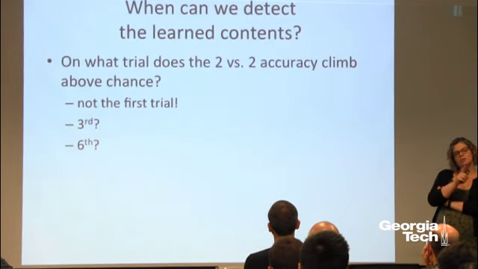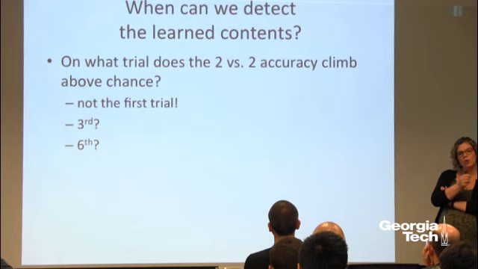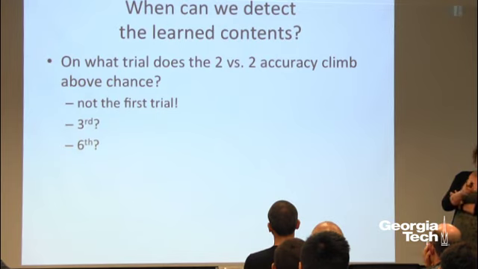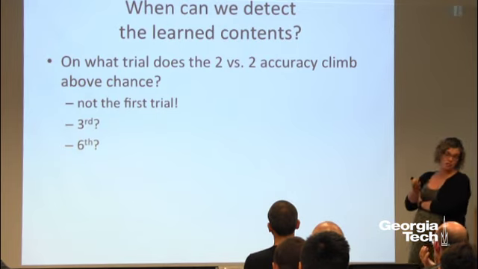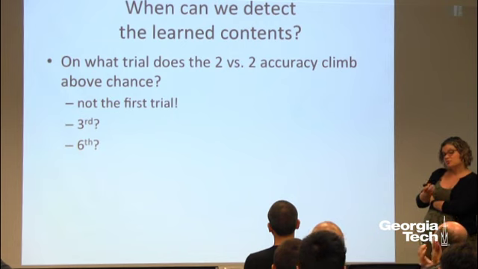So when do you learn the representation? At what point can we actually detect that you've done this learning? Not on the first trial. Remember, on the first trial, you have no idea what that symbol means and you're guessing, right? So maybe by the 3rd trial, or maybe by the 6th trial.